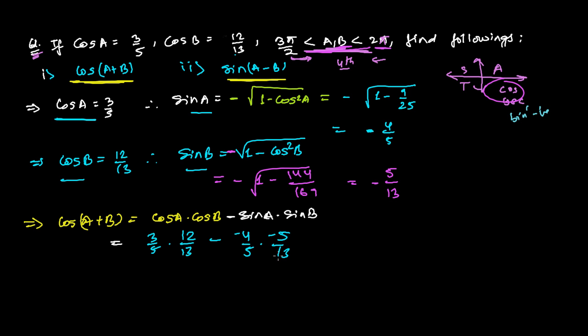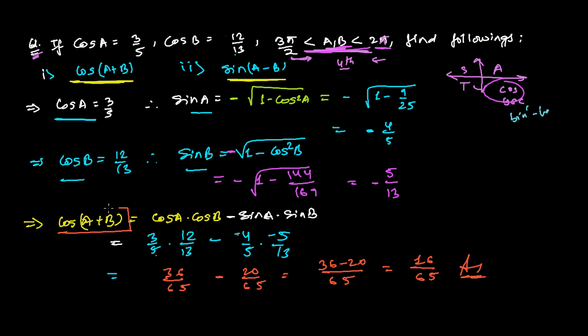Minus 5 over 13. Here, this minus times minus will be positive, and the positive times negative will be negative again. So here will be negative. Now 3 times 12 is 36, and 5 times 13 is 65. And here 4 times 5 is 20, and 5 times 13 is 65 again. So you get 36 minus 20 divided by 65, that's 16 over 65. That's our answer for the cosine of A plus B.